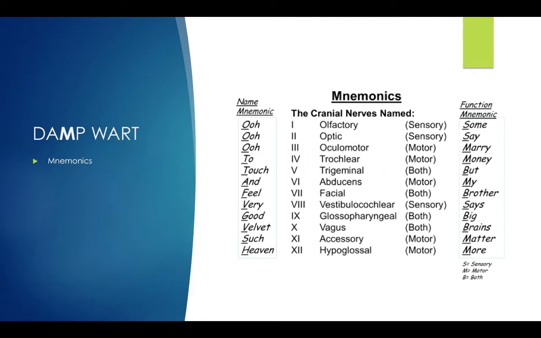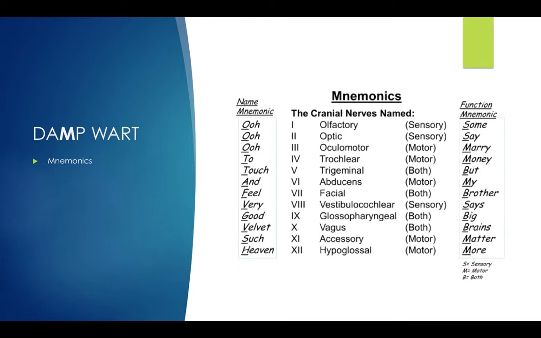So one mnemonic is for the names. On Old Olympus's Towering Top, a Finn and German viewed some hops. Or: Oh, to touch and feel very good velvet, such heaven. Maybe easy to remember, maybe not. There are others that are different than that. I have some issues with this particular mnemonic, because you can see that the first 3 are O's. Well, how do you know which O it is? The next strategy we talk about will help take care of this issue. Same thing with the T's. There's 2 different T's. How do you know which is first?